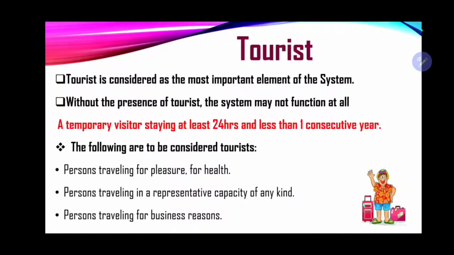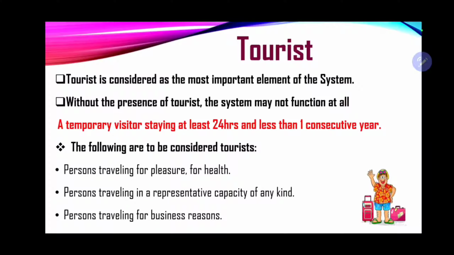Now we're also looking at the tourists, right? Because they must be a part of the travel system. Tourist is considered as the most important element of the system. Without the presence of tourists, the system may not function at all, because who will travel? You agree, right? Now, in order to be classified as a tourist, the person has to spend at least 24 hours or less than one consecutive year to be classified as a tourist.